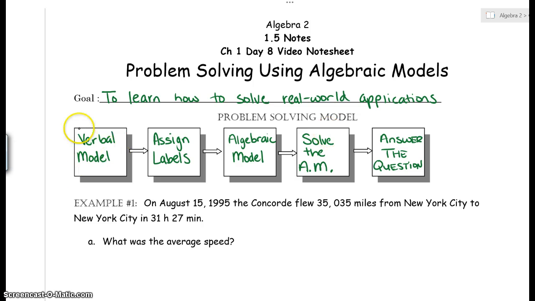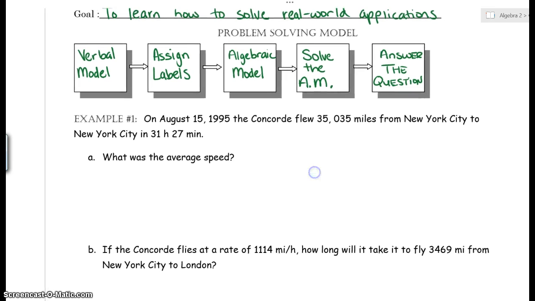So first part is a verbal model, which is a model with words. Then we assign labels, so we give them variables and numbers. Then we go ahead and put that into the algebraic model. We solve the model, and then last but not least, we answer the question that is required of us. Let's go ahead and try this model in one of the examples provided below.